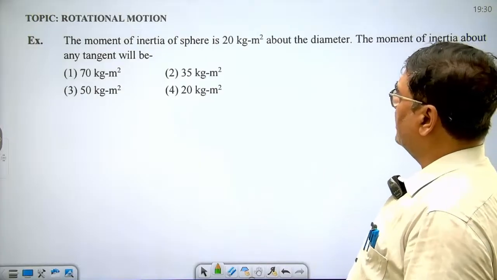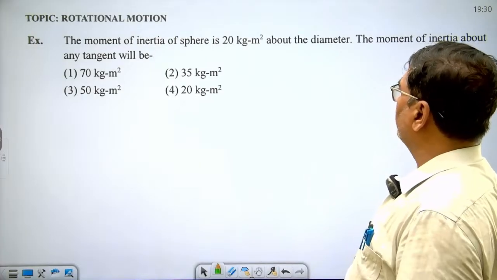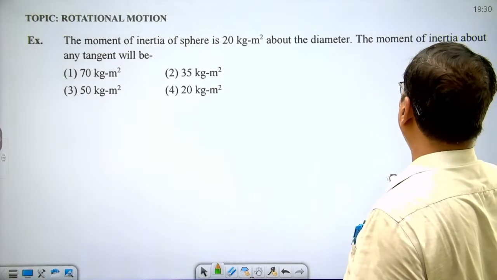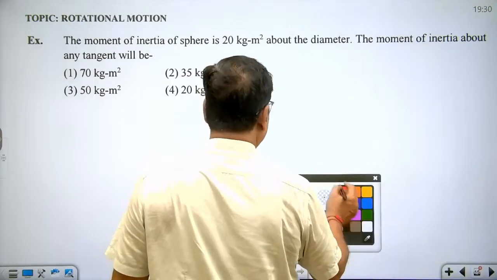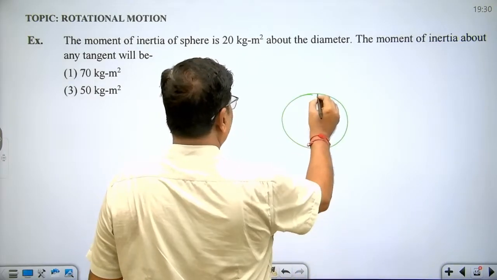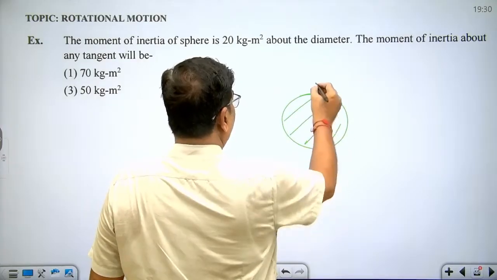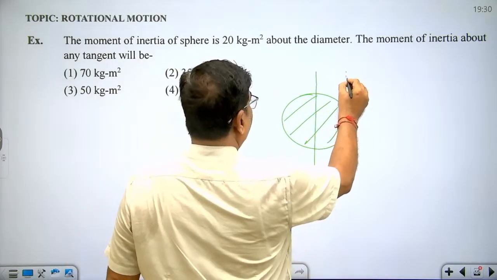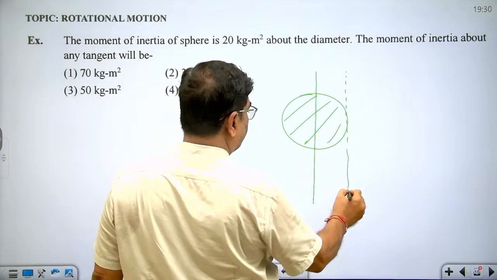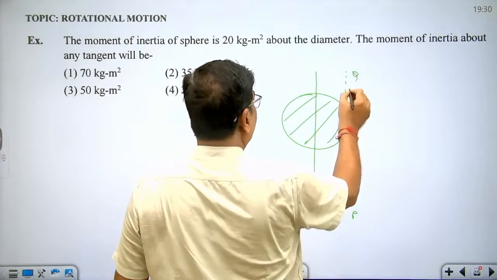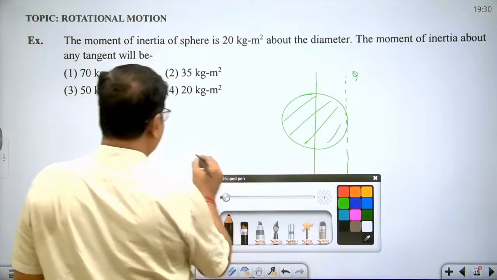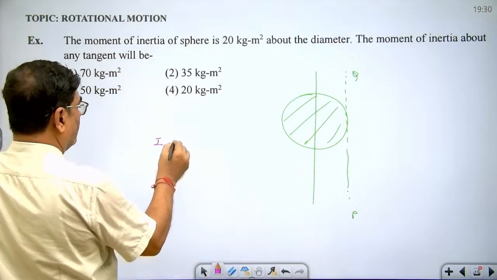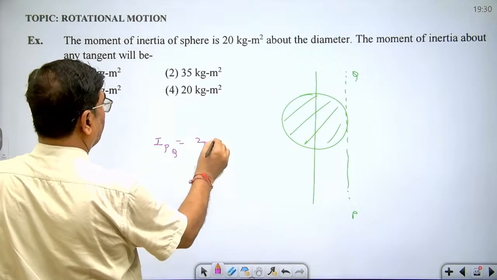Let's see this question. The moment of inertia of a sphere is 20 kilogram meter square about the diameter. The moment of inertia about any tangent will be? Now, dear student, apply the parallel axis theorem. This is about the diameter. Now we have to calculate about the tangent. This is PQ. So I about PQ equals I about diameter.